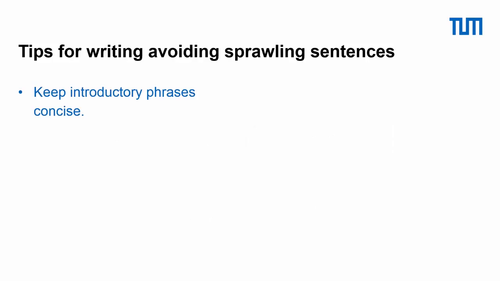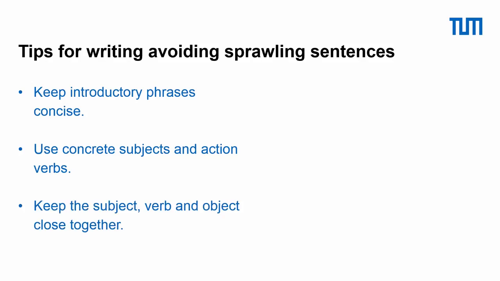First, be sure to keep introductory phrases concise where possible, so that you don't take too long to get to the subject. Next, use concrete subjects and action verbs wherever possible to keep your readers engaged. Keep the subject, verb and object close together so as to not confuse the reader by breaking up the most natural order of a sentence. And finally, eliminate redundancy to avoid making your reader work too hard to find the point that you want to make. Okay, so now that you have the tips for avoiding sprawling sentences, let's put them into practice.